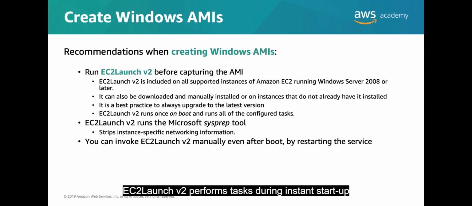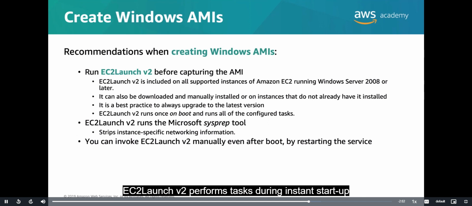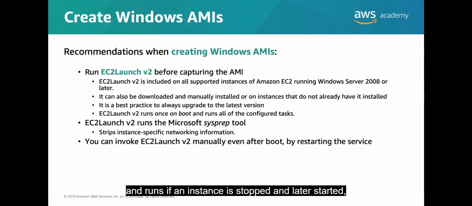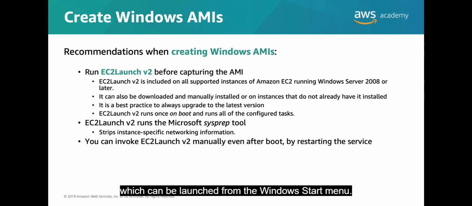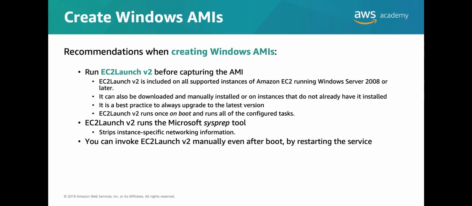EC2 Launch v2 performs tasks during instance startup and runs if an instance is stopped and later started, or if it is restarted. It can also perform tasks on demand. Some of these tasks are automatically enabled, while others must be enabled manually. You can change the default settings using the EC2 Launch v2 settings dialog box, which can be launched from the Windows Start menu. You can also configure it using the EC2 Launch CLI command.